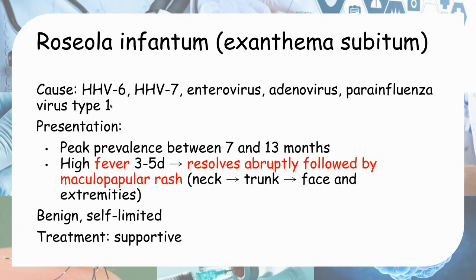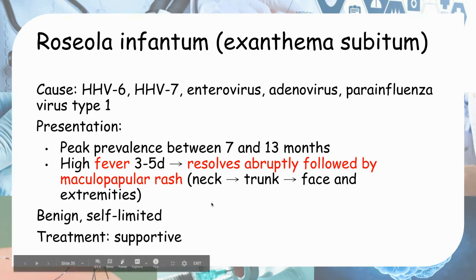Causes are most commonly human herpes virus 6, can also be caused by human herpes virus 7, or enteroviruses or adenovirus, parainfluenza virus type 1. Peak prevalence is between 7 and 13 months old. Presents with high fever for 3 to 5 days, usually about 3 days. And suddenly resolves abruptly, followed by a macular-papular rash, which spreads from the neck to the trunk to the face and extremities. So it kind of mimics measles.